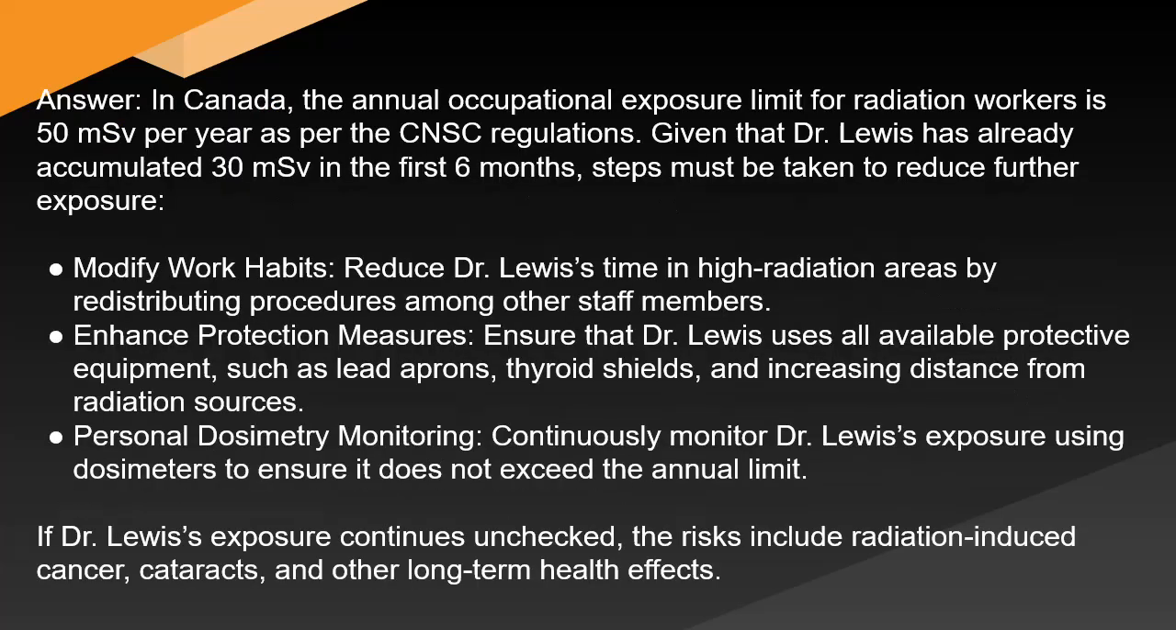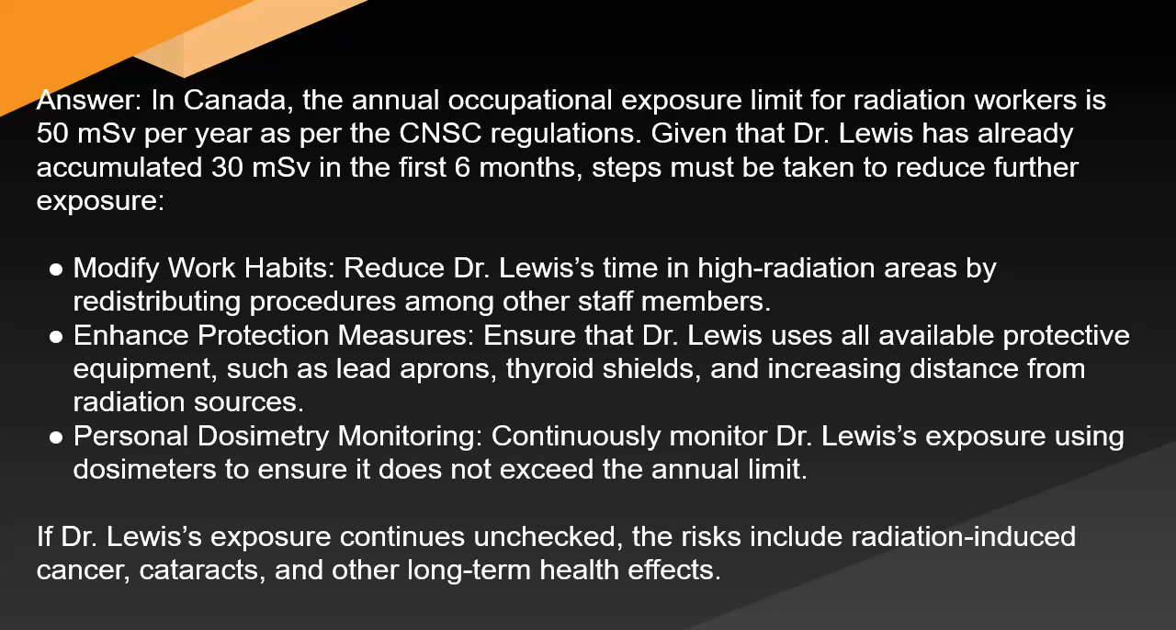Answer: in Canada, the annual occupational exposure limit for radiation workers is 50 mSv per year as per the CNSC regulations. Given that Dr. Lewis has already accumulated 30 mSv in the first 6 months, steps must be taken to reduce further exposure. Modify work habits. Reduce Dr. Lewis's time in high radiation areas by redistributing procedures among other staff members.